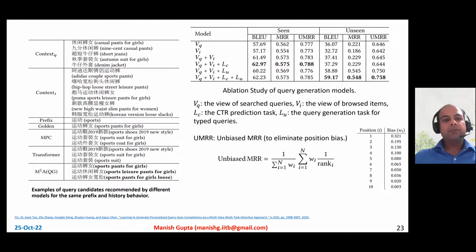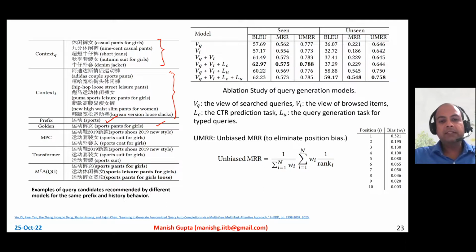So here is an example of how their system behaves. This is for Chinese, but there are also English translations. The prefix is sports. The query context is as follows. The user has searched for such things in the past, in the current session. The browsing context is as follows. The user has browsed these items, these pages with these titles. Right? And what you observe is that this is the golden query. So after this, the user actually completed the query as sports pants for girls.